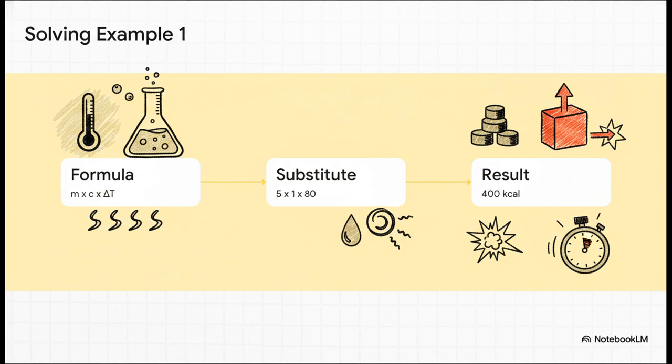Step 2. Substitute the given values into the formula. So we are going to multiply 5 by 1 by 80. Step 3. We do the simple multiplication to arrive at our result. 5 times 80 is 400. Therefore, the total heat energy necessary is 400 kilocalories. It's quite straightforward when you follow the steps methodically, isn't it?